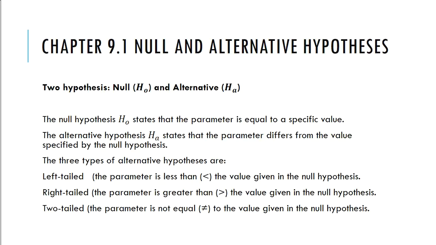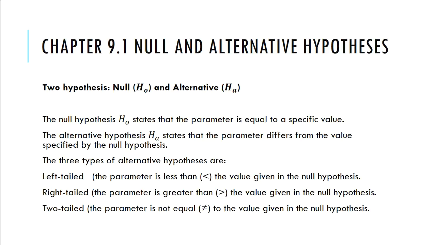So let's talk about the hypotheses, the null and the alternative hypotheses. The null hypothesis, which we denote as H0, states that the parameter is equal to a specific value. The equality sign will always be in your null hypothesis. It will never be in the alternative. The alternative hypothesis, which is HA, states that the parameter differs from the value specified by the null hypothesis. So your alternative and your null are always going to be different.